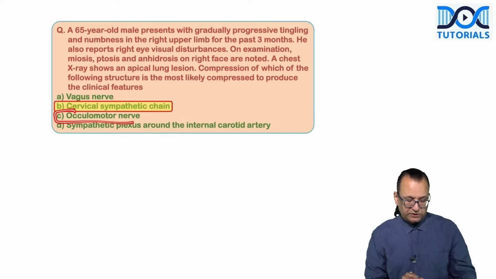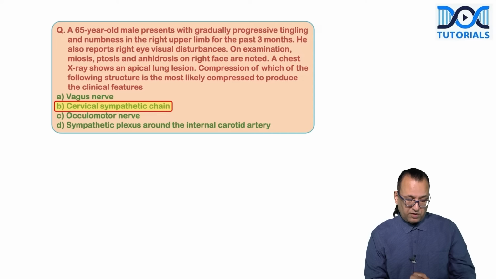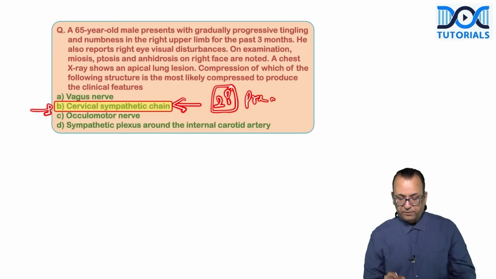Oculomotor cannot be the answer because it will be a down and out eye with a fixed dilated pupil. That is not the clinical feature here. It cannot be the vagus nerve. With the vagus nerve, there will be other problems like hoarseness. So the only possible answer is that the cervical sympathetic chain is compressed. The second order neuron is compressed. It is the preganglionic fibers which are compressed, and it is apical lung cancer.